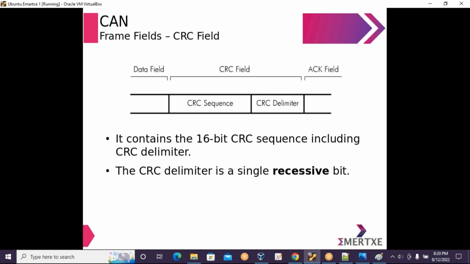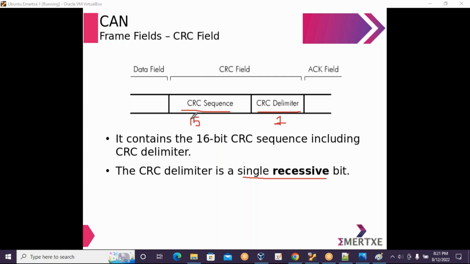The CRC field is a 16-bit field. CRC here stands for cyclic redundancy check. This field is of 16 bits, which is further divided into the CRC sequence and the CRC delimiter. The CRC delimiter is a single recessive bit, which means this is always 1. Coming to the CRC sequence, it is the remaining 15 bits. Now you have to know what these 15 bits are.